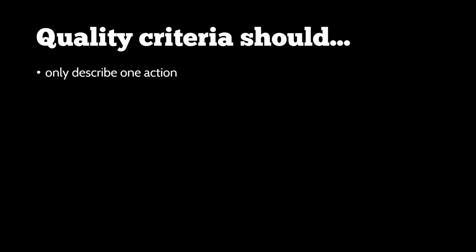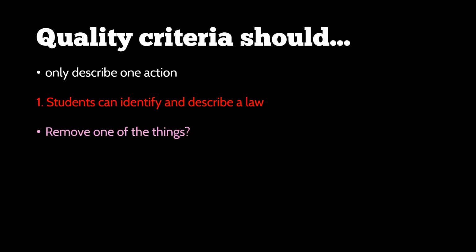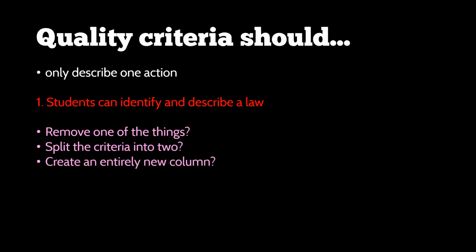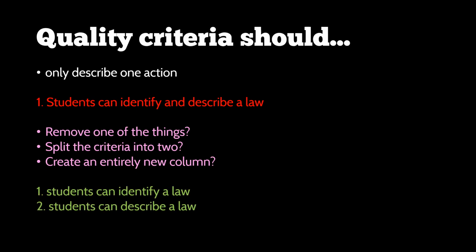Quality criteria should only describe one action. If you find "and" in a criteria, then you need to question whether or not you need to split it up. So if there are two things in your quality criteria, you've got a few options there. Do you want to get rid of one of them? You can't assess everything in one rubric. Do you want to split the criteria into two and maybe one's more difficult than the other? Or do you think that they are two completely different skills and you want to have an entirely new column in your rubric? So in the example in red there, we could change it to identify and then describe being harder. That again is taken from Bloom's taxonomy.